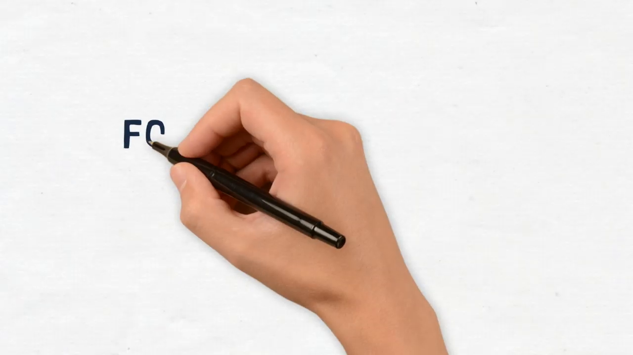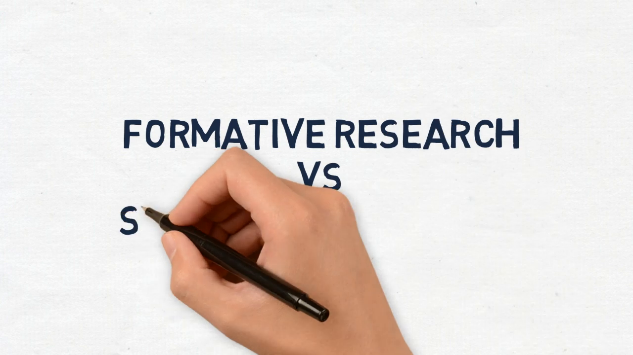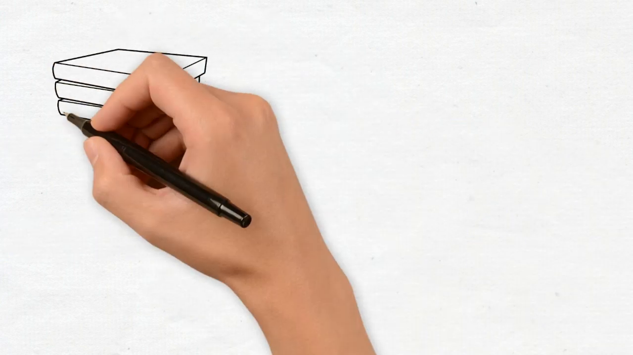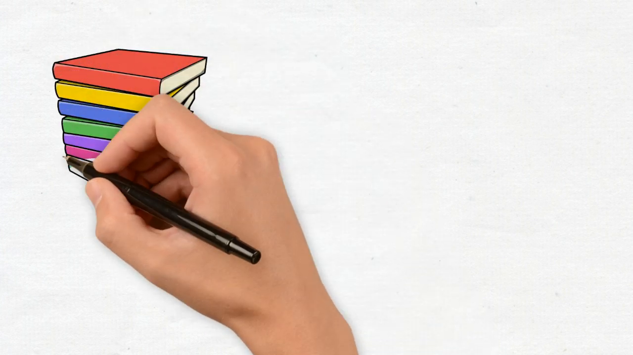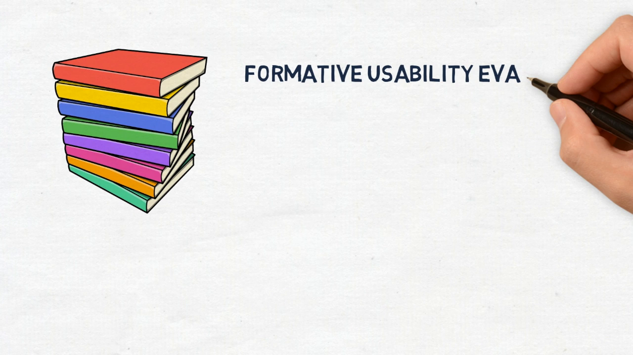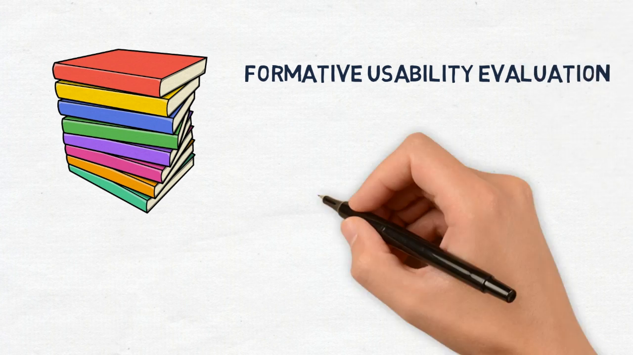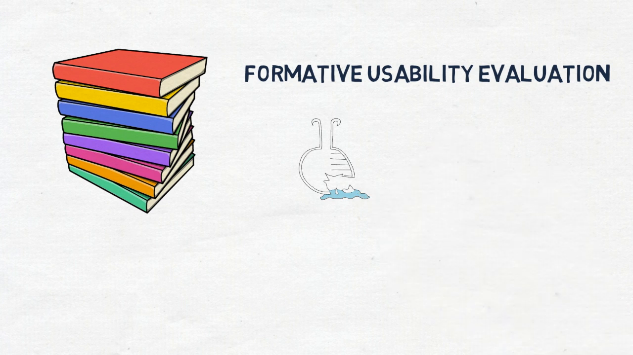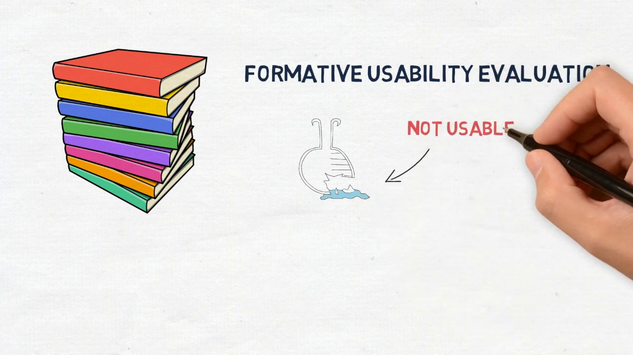In this video, we'll talk about the difference between formative and summative usability evaluation. The terms come from educational theory, where it's used to describe student learning. Formative usability evaluation focuses on what's broken in your design. It's about fixing problems to make your product more usable as a part of the iterative design process. Simply put, it tells you what isn't usable.